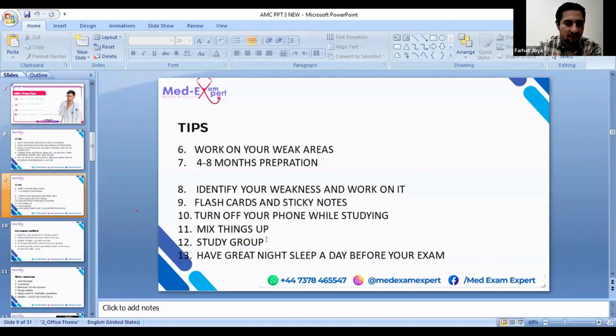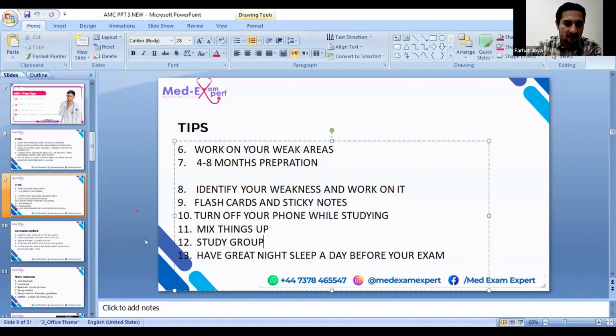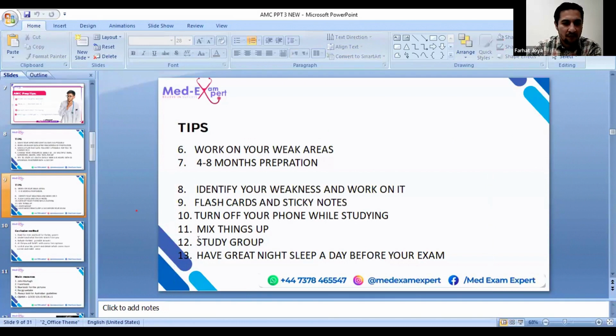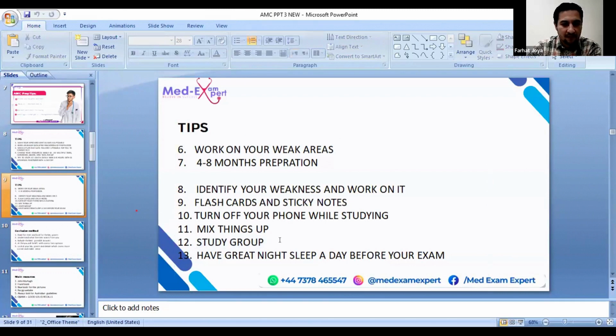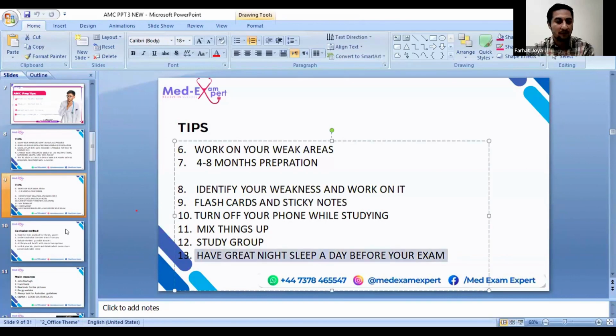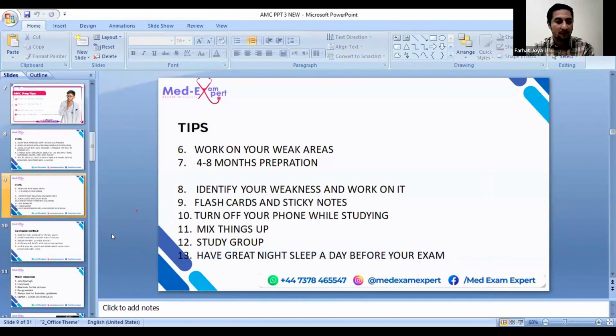The study group is very important. You can have a study group consisting of a maximum of 4 people, and make sure that you study together and help each other, and have a good timetable and discipline, and have a great night's sleep the day before your exam date. That's one of the tips that every teacher or every person who takes the exam gives, but most of us will not follow. But it's very important to rest your brain after studying for several months.